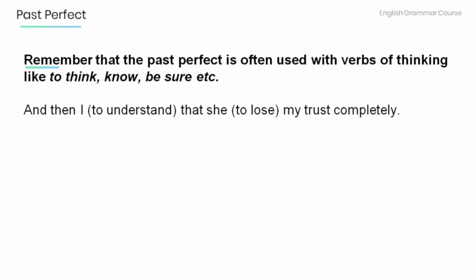Also remember that the past perfect is often used with verbs of thinking, like think, know, be sure, etc. Now read the sentence below and provide the past perfect form of the words in the bracket. And then I to understand that she to lose my trust completely.